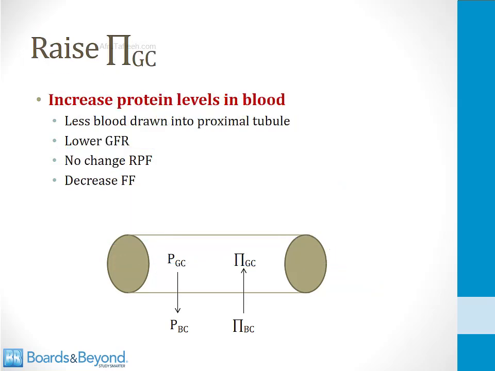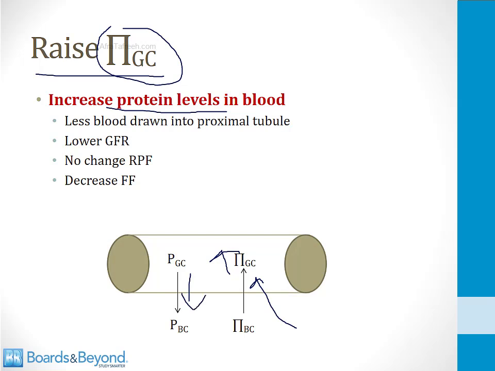What if we change the oncotic pressure, pi G sub C, in the capillary? We can do this if we increase protein levels in the blood. Remember, proteins, especially albumin, are very important for generating that oncotic pressure pi G sub C. If we raise this pressure, that will draw more fluid into the capillary and resist the movement of fluid out of the capillary. That is going to reduce the GFR.